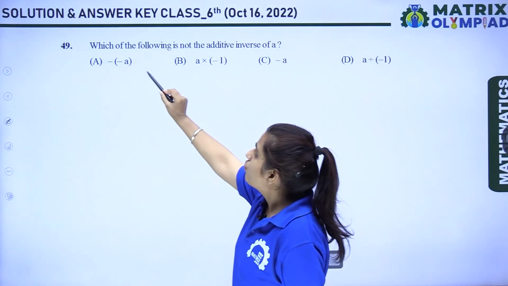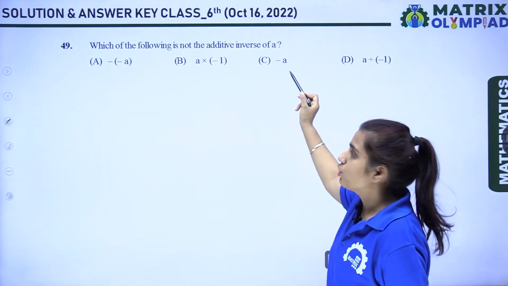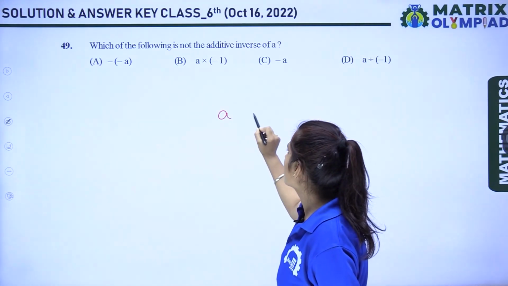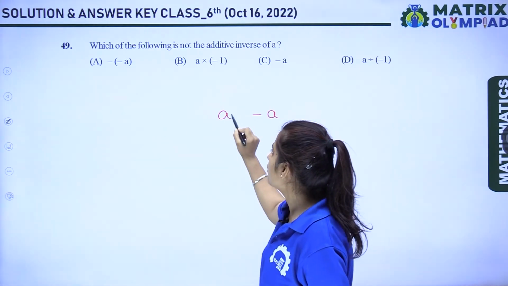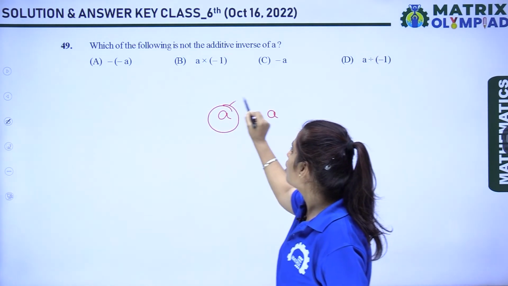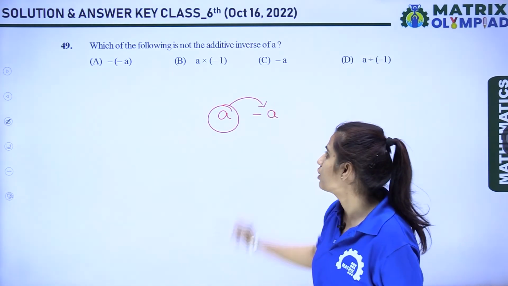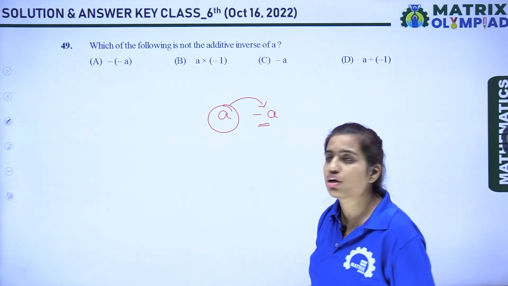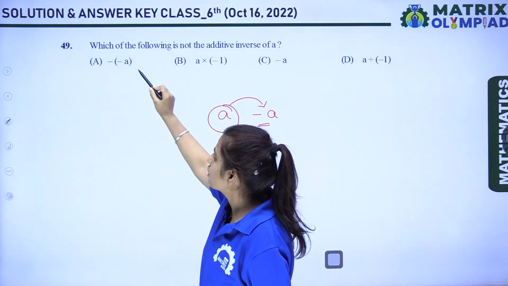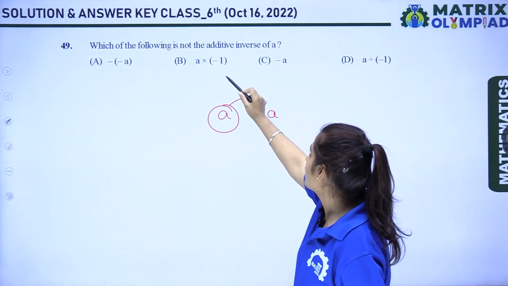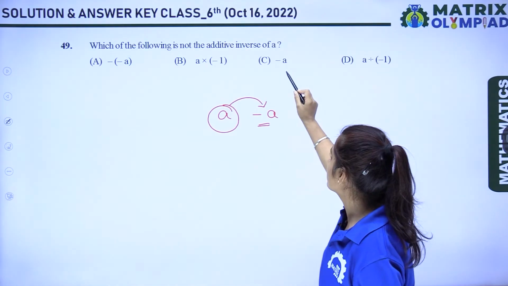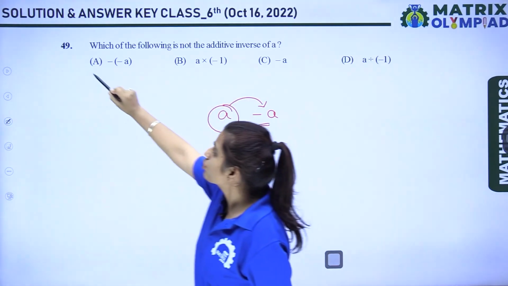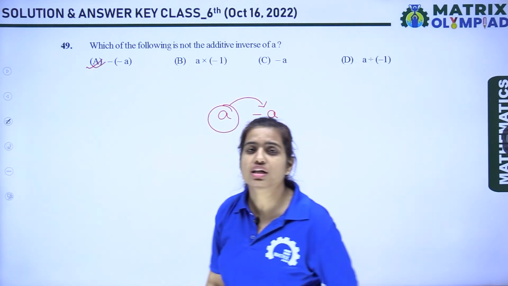49th question. Which of the following is not the additive inverse of A? So, the additive inverse of A is -A. Now, we have to check which expression is not the additive inverse of A. Means we have to check in which option -A is not coming. So, here after solving this, we get the positive A. Here we get the negative A. Here we get the negative A, and in the D option also we got the negative A. So, out of these options, we can say that option A is the correct answer.